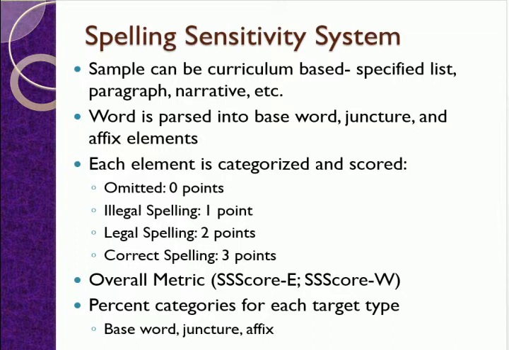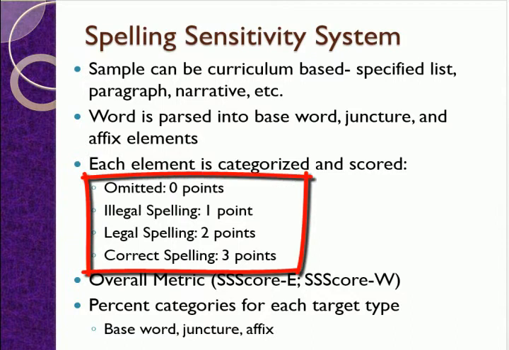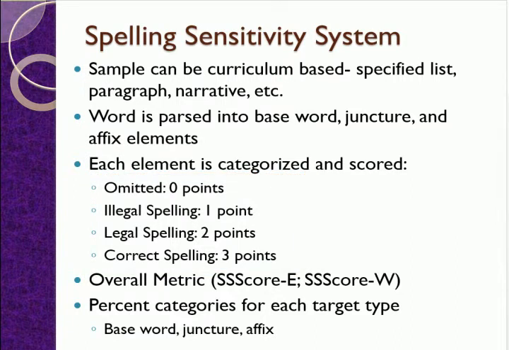Each element is categorized and scored according to the level of linguistic knowledge represented by that spelling. So if a sound or other spelling element is not represented in a spelling, that element is given 0 points. If it is spelled illegally, not plausibly, it doesn't adhere to a spelling rule, then it's given 1 point. If it is spelled plausibly, legally, just happens to be incorrect in a particular word, it's given 2 points. If the spelling is correct, it's given 3 points. These element scorings are then averaged, and several types of data can come from the system.